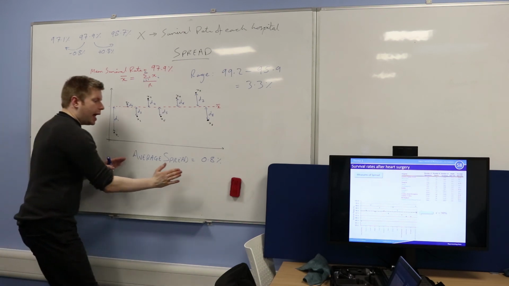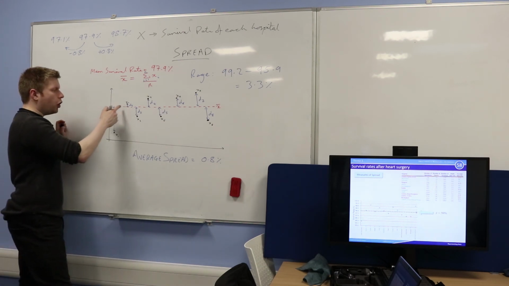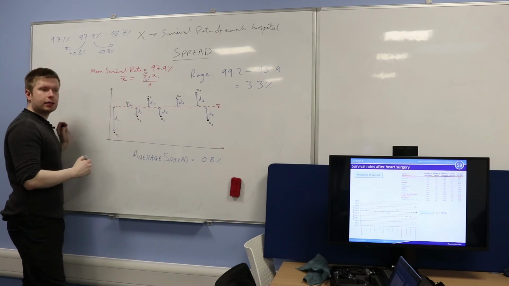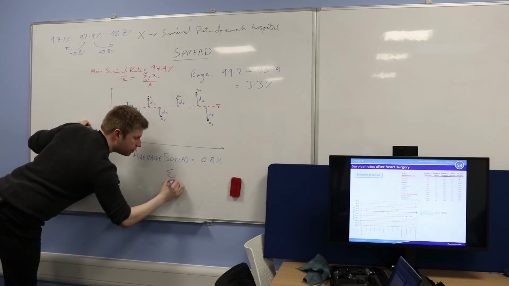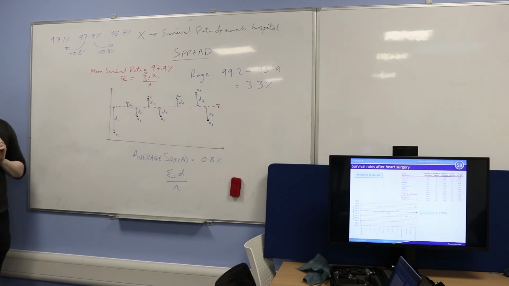Are you happy how we calculated the average spread? What we literally did is we took the average of all of these distances. So in other words, we did the sum of the distances divided by the number which we had. Literally just took the average of the distances, right?